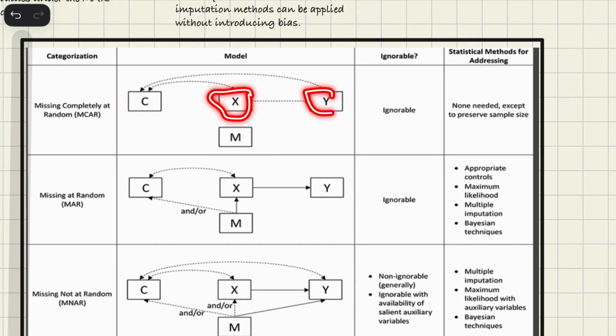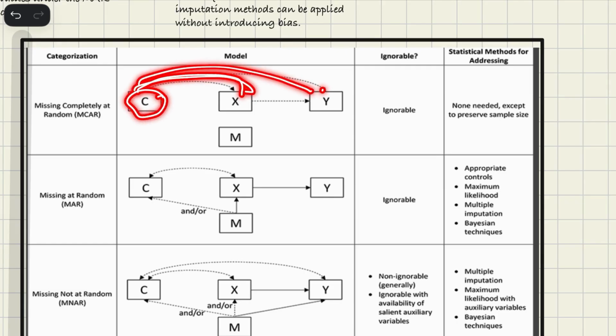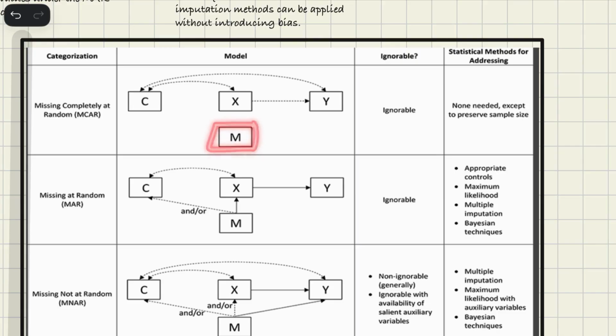Okay, so dependent, independent, missing data, and other variable. And these arrows are showing the correlation. So if we talk about missing completely at random, here we see that x affects the y. So x is an independent variable, it affects the dependent variable y, right? And c may affect both x and y. So this is a covariate. It might affect both of the variables which are present in the data. And m, which is the missing data, is not related to any one of them. Right, it is not connected to either x or y or c.